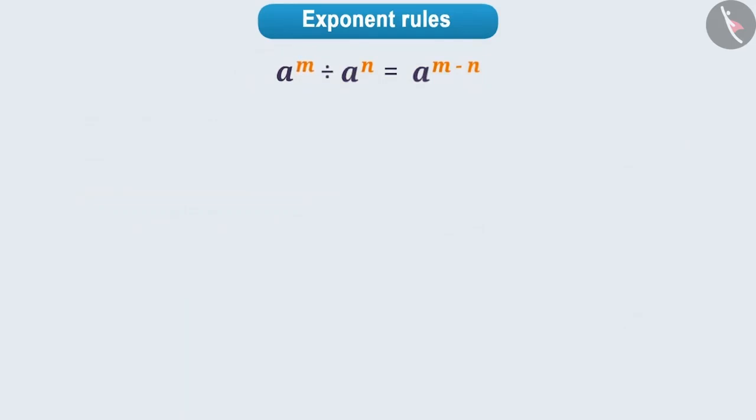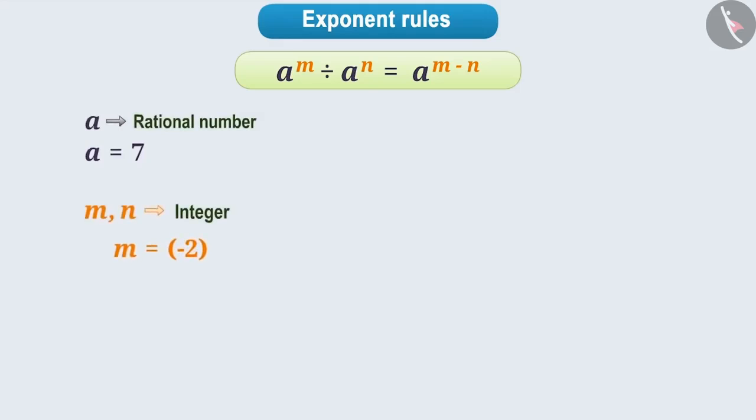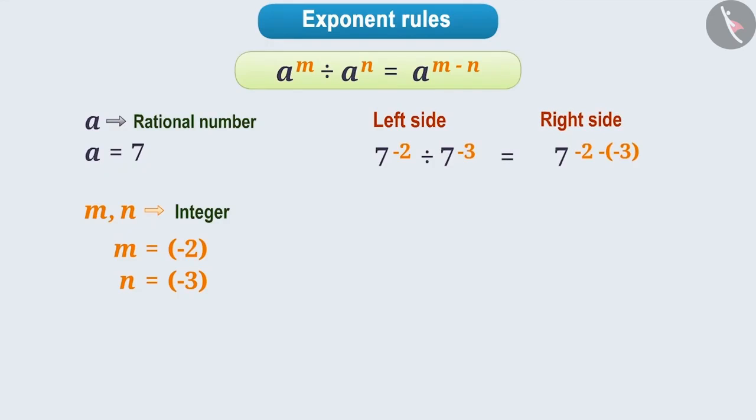Now let's talk about a to the power m divided by a to the power n is equal to a to the power m minus n. Here, if we take a is equal to 7, m is equal to minus 2 and n is equal to minus 3, we get 7 to the power minus 2 divided by 7 to the power minus 3 is equal to 7 to the power minus 2 minus 3. Let's find out whether the left side and right side are also equal here. For this, we will simplify the two sides and compare the results obtained.